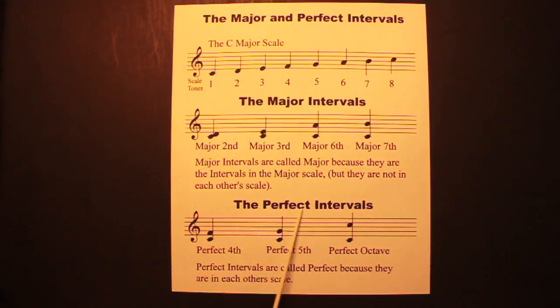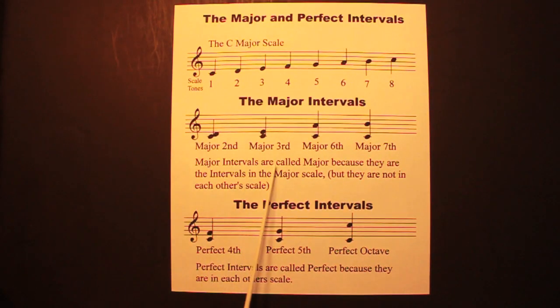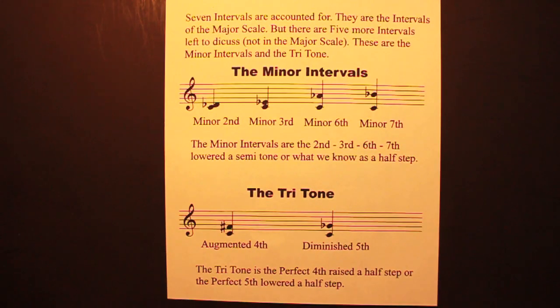The perfect intervals, the fourth and the fifth, are in the scale. The major intervals are called major because they are the intervals of the major scale, but they are not in each other's scale. Perfects are perfects. They're called perfects because they are in each other's scale. 7 intervals are accounted for.